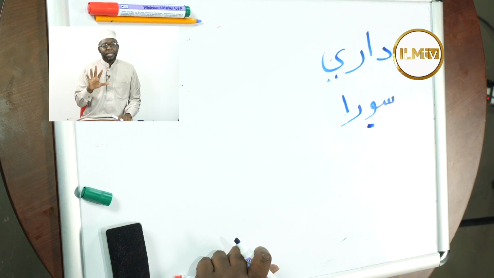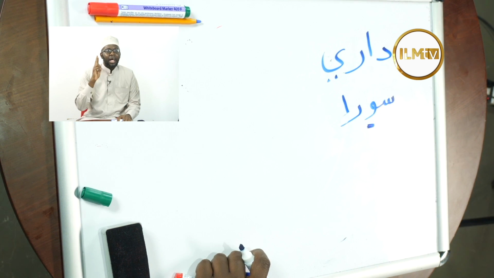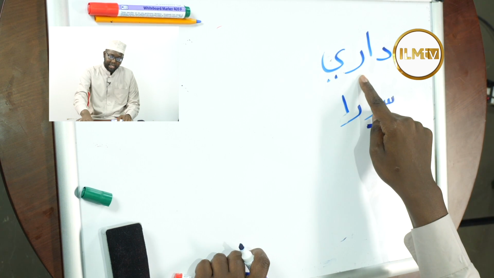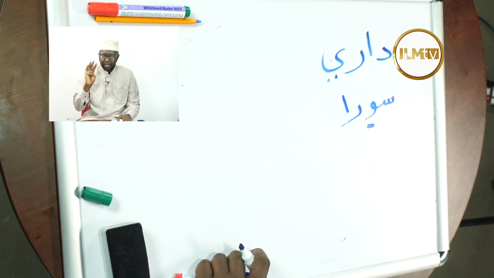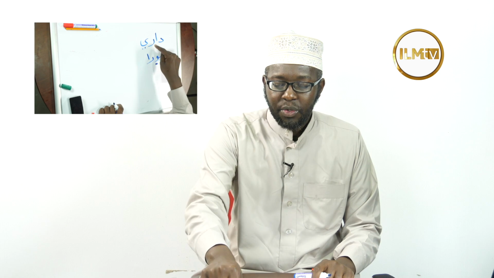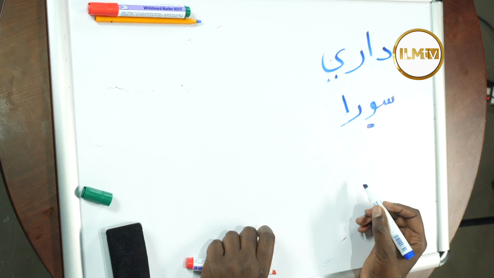So we only have six of such letters. We have Dal, Alif, Ra, Waw, that's four. Then the others we shall learn, two more. But we have Dal, Alif, Ra, and Waw. These ones do not join to the next letter.